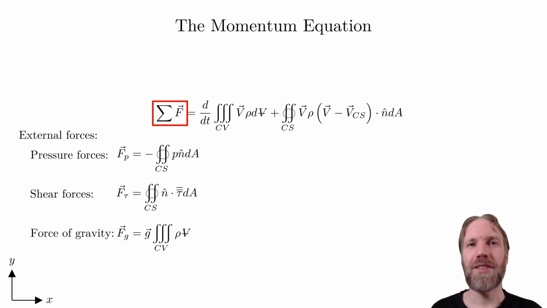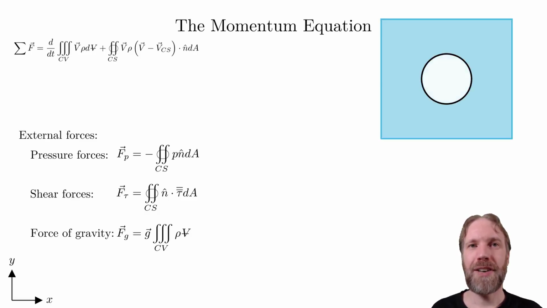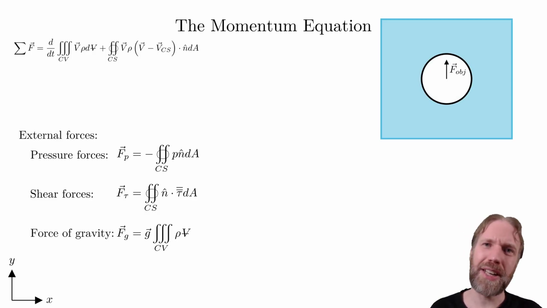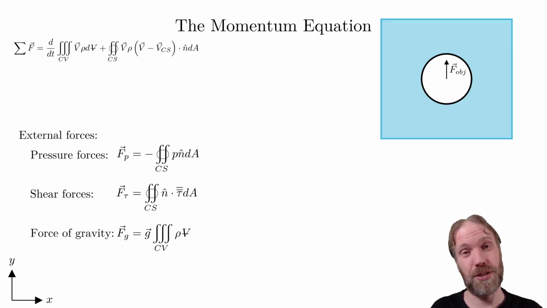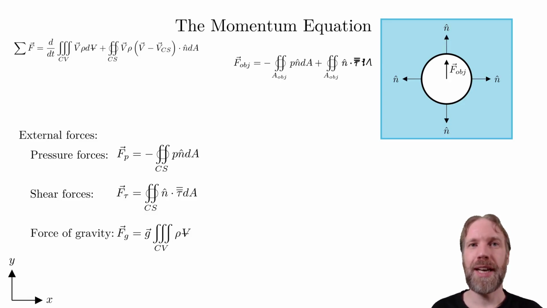Now we're going to look at what happens if you have an object inside the fluid. Assume that you have a container with water and an object inside it. The flow is acting with a force on the object. Call this force F object. This force can have any direction. I have drawn it upwards here due to buoyancy. The normal vector of the object is pointing outward from the object. We can now calculate the force from the fluid as the contribution from pressure and shear stress.